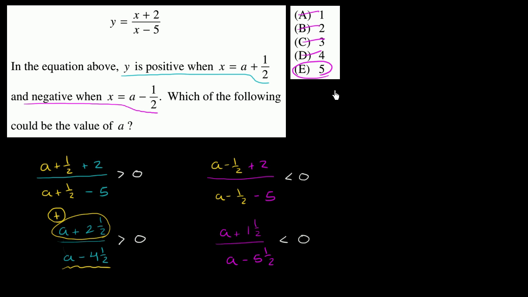And you could verify yourself that 5 also works for this one over here. You get a positive value in the numerator. And over here, 5 minus 5.5, you get a negative value. So this indeed will be less than 0.